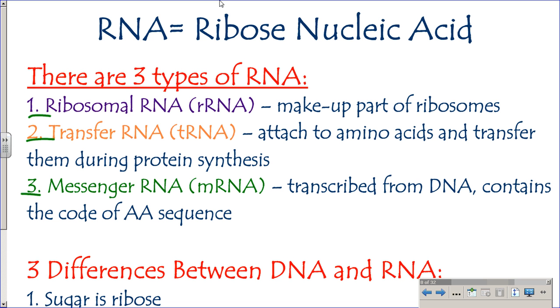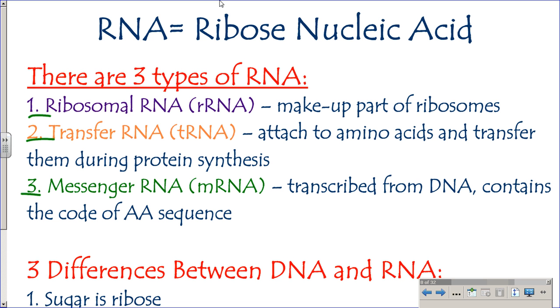So DNA, there's only one version. It's just the double helix version. It looks like a double helix. It's got the same nucleotides. It's very simple. DNA is very simple. RNA is a little bit more complex because it occurs in different shapes and sizes and different functions all across the body, all across the cell.